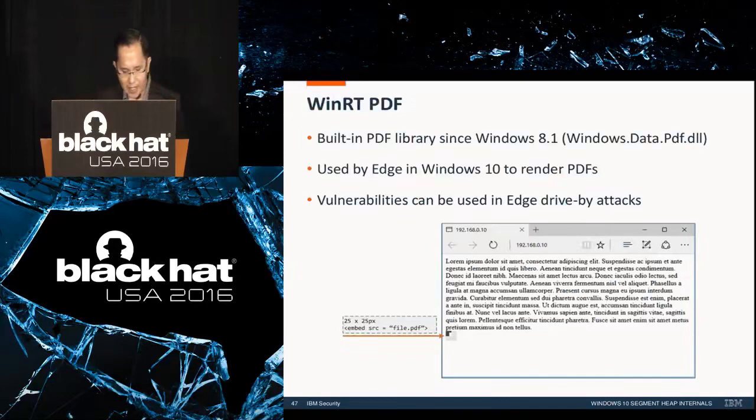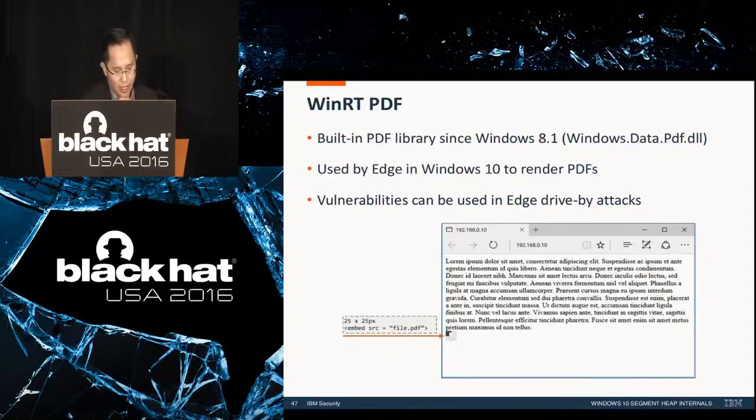First, the vulnerability in this case study is found in the WinRT PDF, a built-in PDF library in Windows since Windows 8.1. One interesting aspect of WinRT PDF is that it is used by Edge to render PDFs. Therefore, remote code execution vulnerabilities in this PDF library can potentially be used in Edge drive-by attacks.